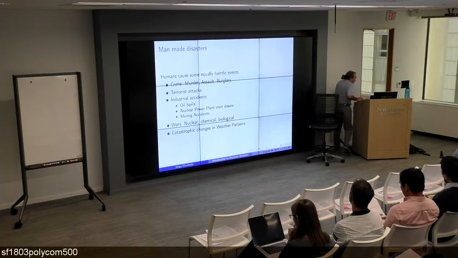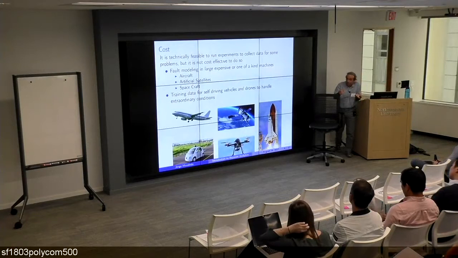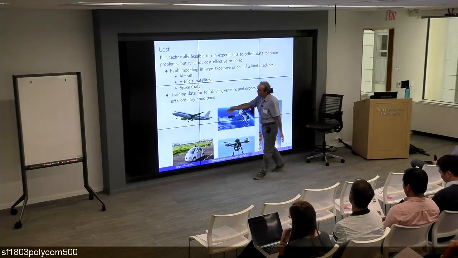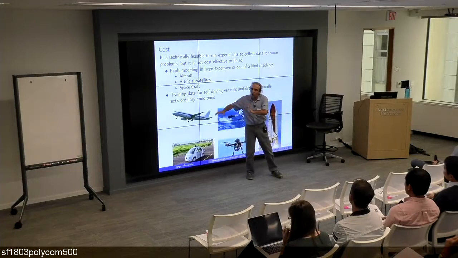Now, other reasons, in addition to disasters, whether natural, man-made, or both, is cost. There are things where you can gather data. If you want to know how a plane will break, you build yourself 20,000 planes, you fly them continuously for 10 years, and you see how they fall down. But that takes a long time, and it is expensive. And by the way, these are planes that you fully expect to crash, you're actually not using them for anything. So this is just not practical.